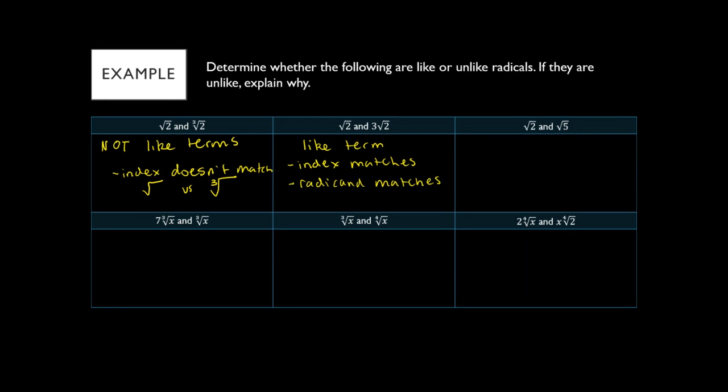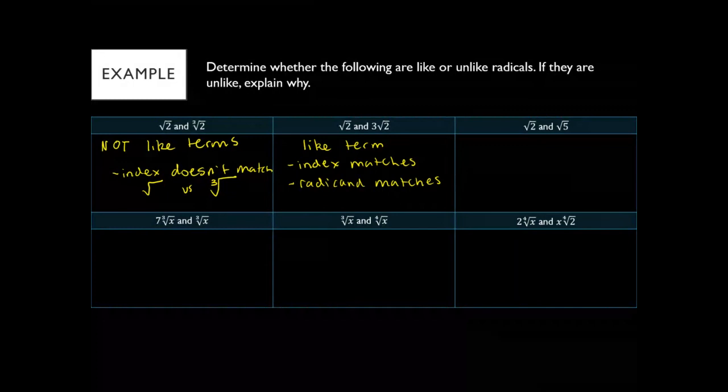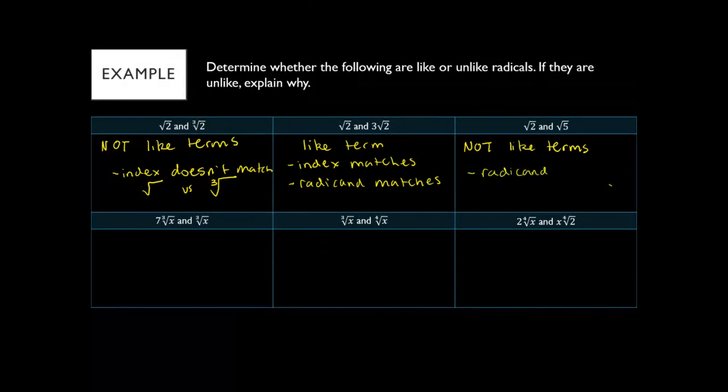Now, on the top right, we have the square root of 2 and square root of 5. And these are not like terms. So they have the same index. They're both square roots, but the radicand, the part inside the square root, does not match. And it has to match. So the radicand does not match because we have 2 versus a 5. Those are not the same thing inside the square root.